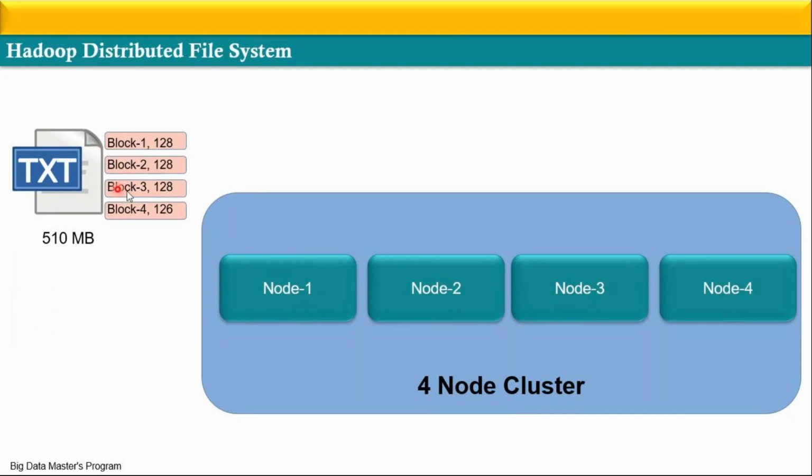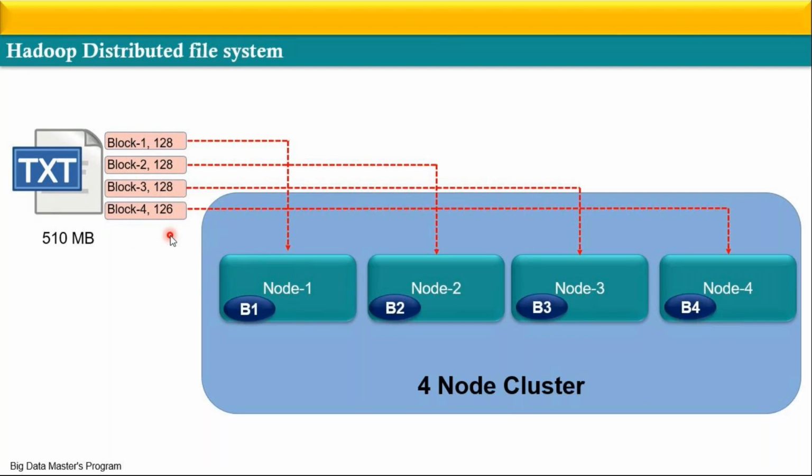So what I have done, I have divided this data into four blocks: block one, block two, block three, block four. Each block is of 128 MB. And please note, inside Hadoop version 2 and above, we are having a block size of 128 MB, and earlier, inside Hadoop 1, we were having a block size of 64 MB. Now, this data has been divided into four blocks.